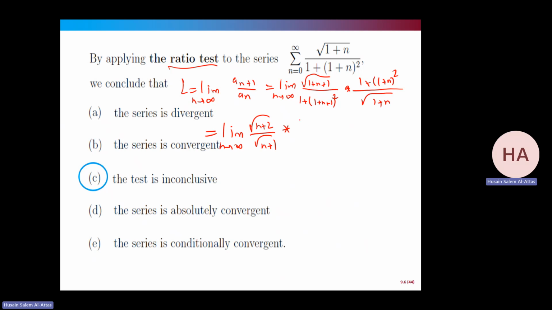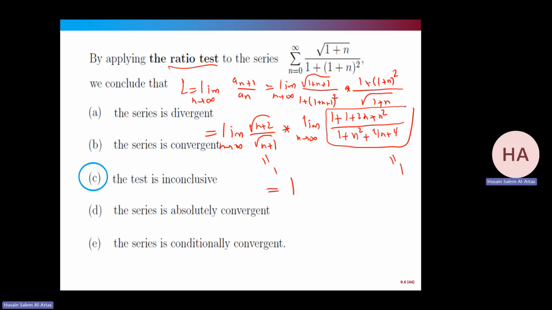times the limit of, what is this? 1 plus 2n plus n squared over 1 plus n squared plus n plus 2, so that will be 4n plus 4. Very clear, this limit will equal 1. Also, this limit is equal to 1. So the answer is 1. Why is this limit equal to 1?